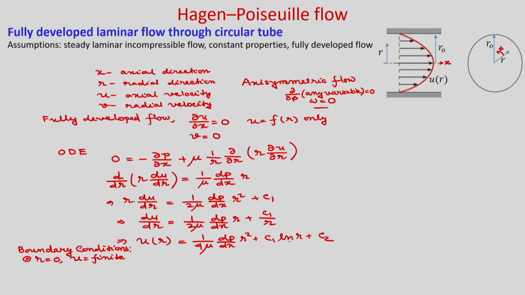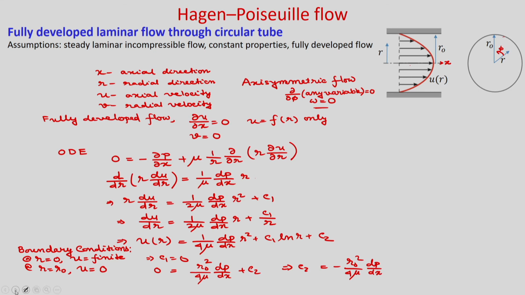So, you can see that if u is finite, then C1 must be 0. Okay. So, C1 is 0, and at r is equal to r naught, u is 0, because that is your wall. So, you will get 0 is equal to r naught square by 4 mu dp by dx plus C2. So, C2 is minus r naught square by 4 mu dp by dx.